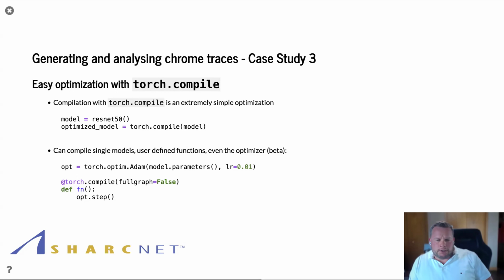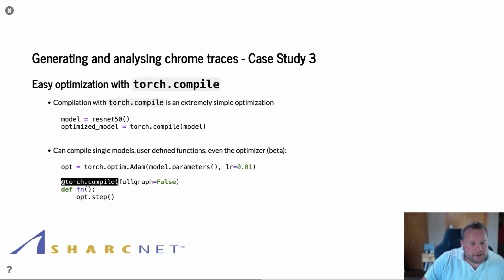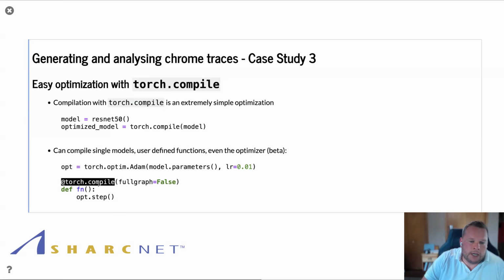You can also compile user-defined functions, and if you look in the PyTorch documentation, they also talk about compiling the optimizer. And the way to do that is to wrap the step function in a user-defined function, and then you use a decorator to compile it. And this is how you would also compile a user-defined function. So if you have a function that's a bunch of torch code, it's not necessarily an nn.Module class or anything like that, you can provide this decorator, and torch will compile that code for you.